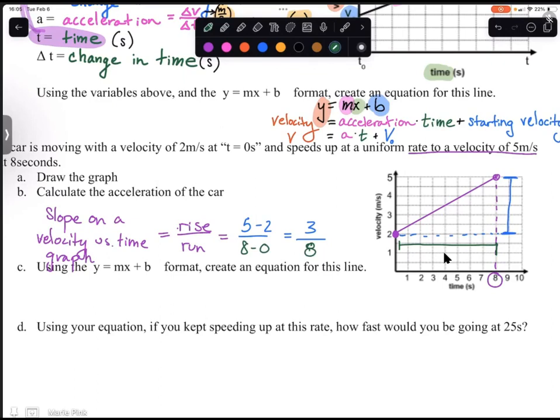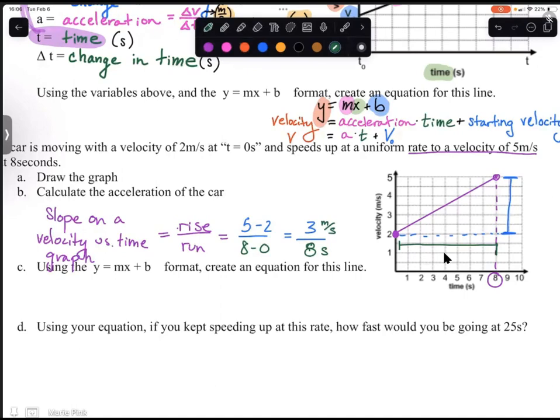And then I need to think about my units. So the units for the 3 were 3 meters per second. So it increased by 3 meters per second over 8 seconds. So it took 8 seconds to speed up 3 meters per second.